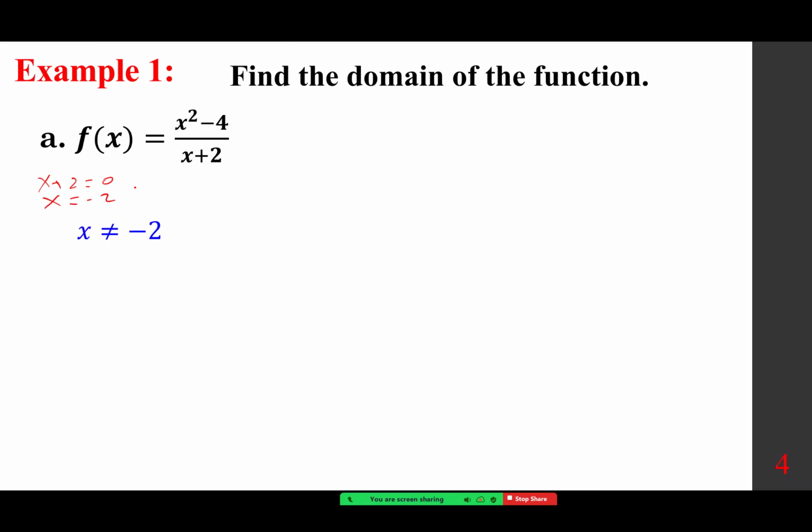Now, this is the shorthand version of that. In interval notation would be minus infinity, comma, -2, union -2, comma, infinity. This is called the interval notation. So remember, when we have parentheses, we are excluding the end points.